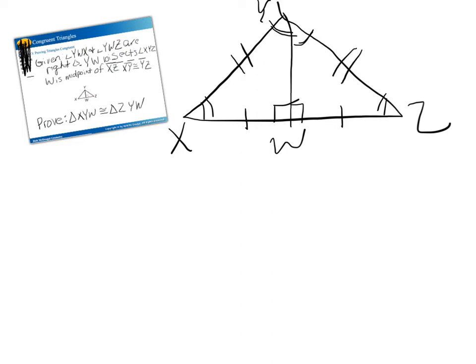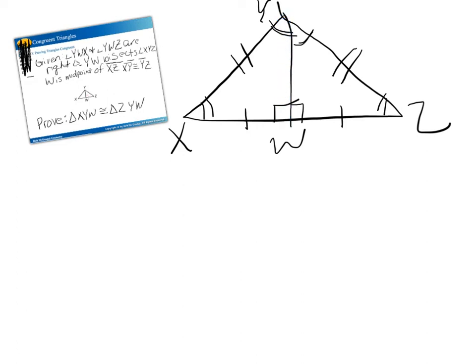So I'm almost there. I've got 3 angles and I've got 2 sides. To prove triangles congruent, I need to prove that all the sides are congruent to each other and all the angles are congruent to each other. But there is one last side that they don't tell us, but we do know what it is. This side right here is a side to both triangles.